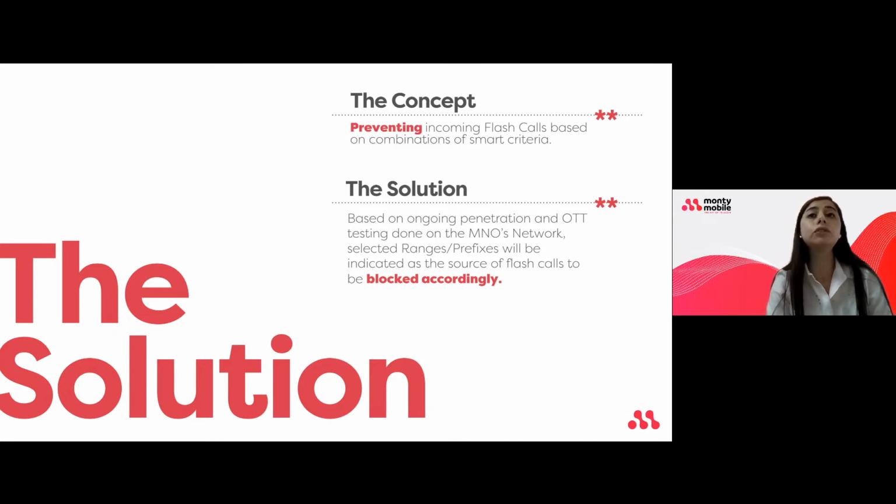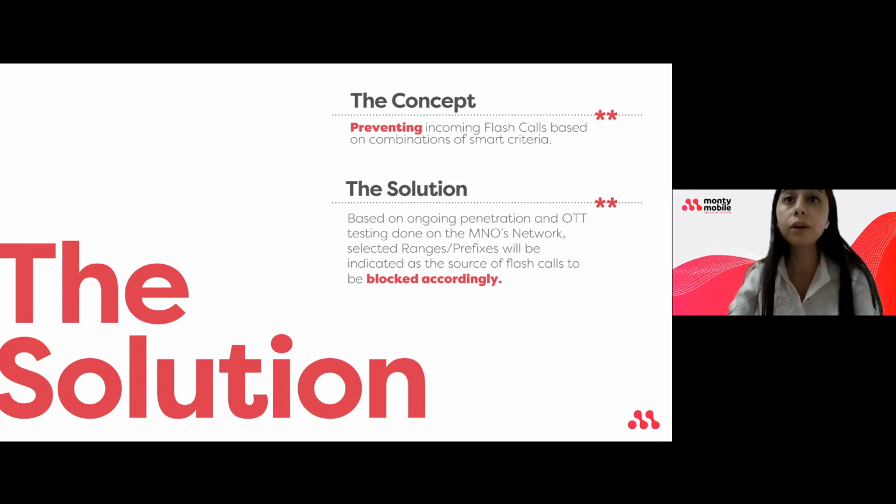We see in each region that a certain prefix or a certain range is being used. Yet the focus now will be on the international ranges and predefined prefixes that are identified and proven to be selected or chosen to terminate OTTs or flash calls for OTT verification. Now, I will give another indication of how flash calls work, in order to tell you how we best come up with the solution.